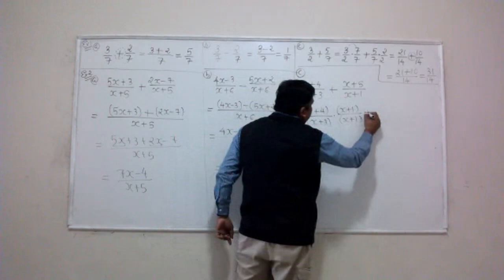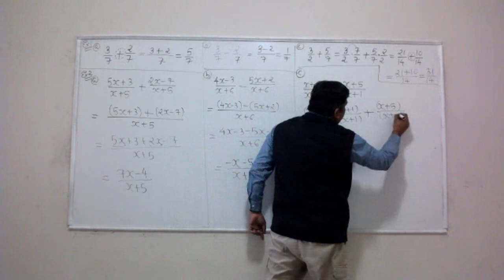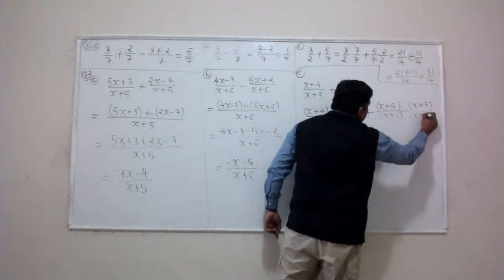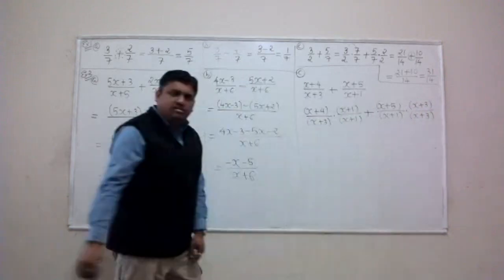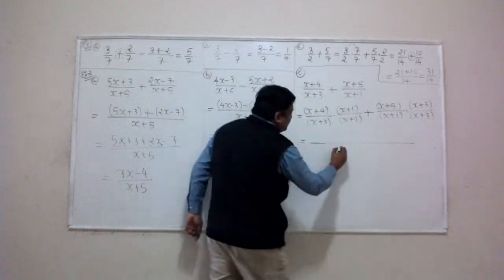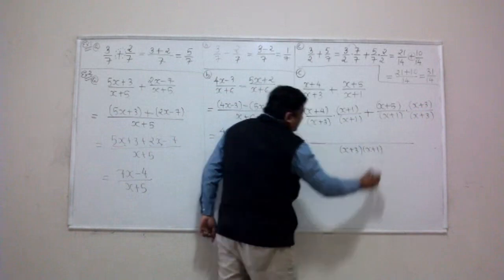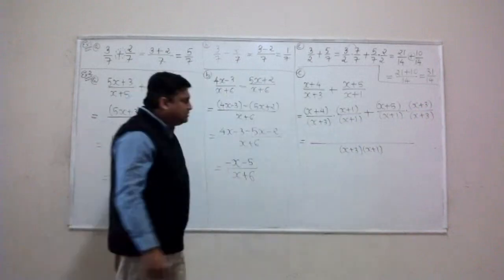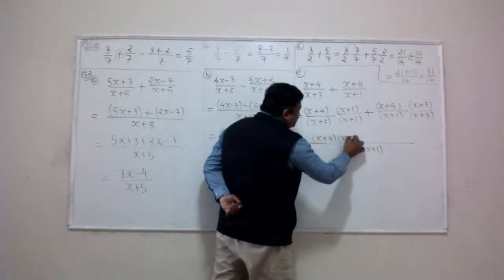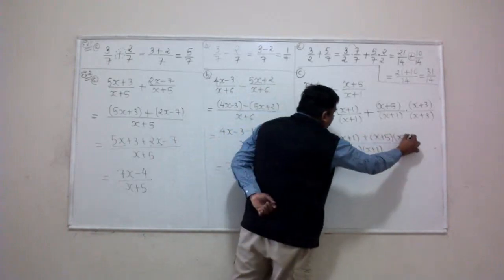x + 1 is missing under the first term. x + 3 is missing under the second term. So I'm going to multiply and divide the second term by x + 3. All right. Okay, so the denominator is the same under both terms. I can write this (x + 3)(x + 1) as a common denominator. What is in the top? Well, in the top I have (x + 4)(x + 1) plus (x + 5)(x + 3).